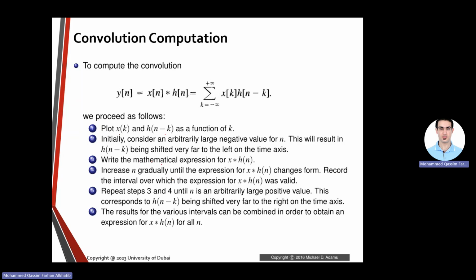Duplicate. So it's saying, okay, write the mathematical expression, which is this one. Increase n gradually until the expression for x of k times h of n minus k changes form. Record the interval over which it is valid. Repeat steps 3 and 4 for an arbitrary large positive value of n, which corresponds to h of n minus k being shifted far to the right, and so on.